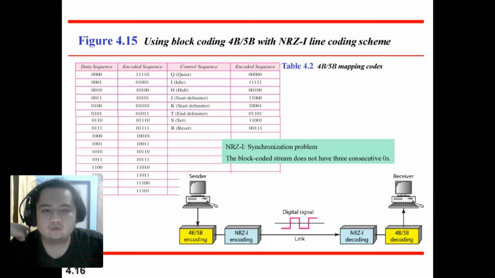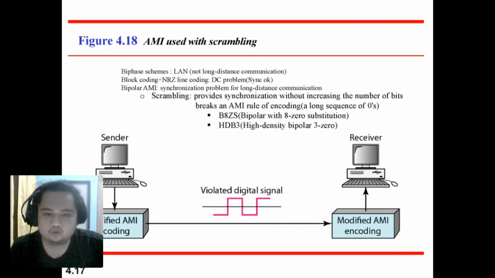Using block coding 4B/5B with the NRZ-I line coding scheme, and you can see in this picture, Table 4.2. For NRZ-I synchronization, the block-coded stream does not have more than three consecutive zeros.